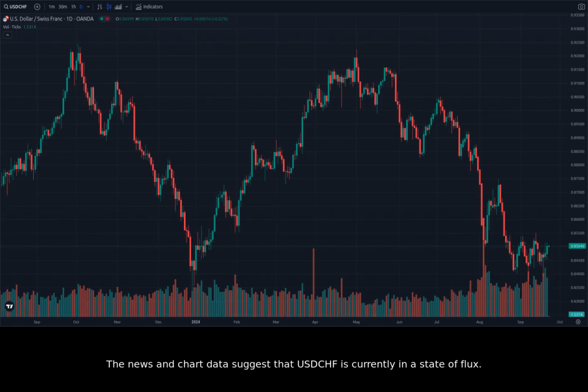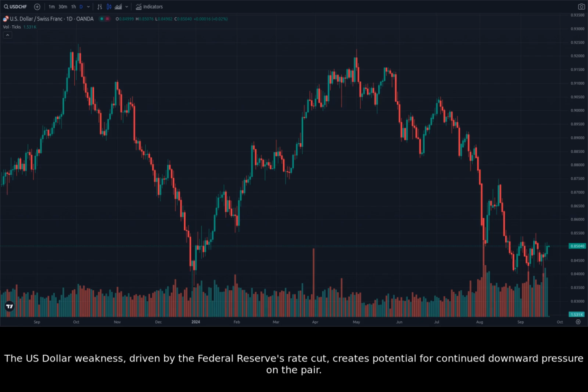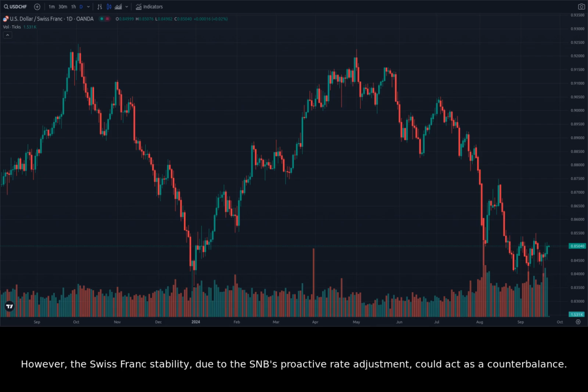The news and chart data suggests that USDCHF is currently in a state of flux. The US dollar weakness, driven by the Federal Reserve's rate cut, creates potential for continued downward pressure on the pair. However, the Swiss franc stability, due to the SNB's proactive rate adjustment, could act as a counterbalance.